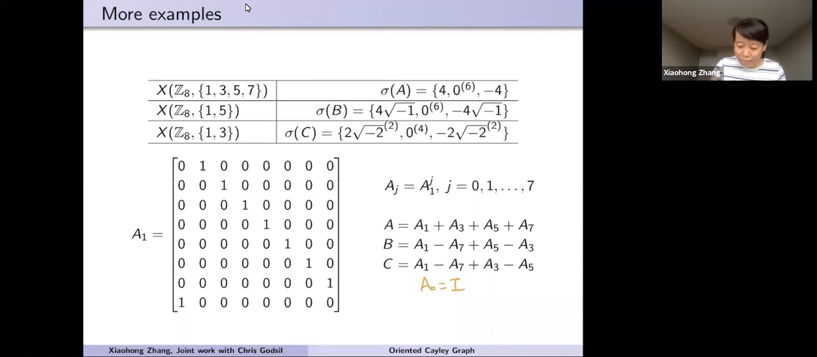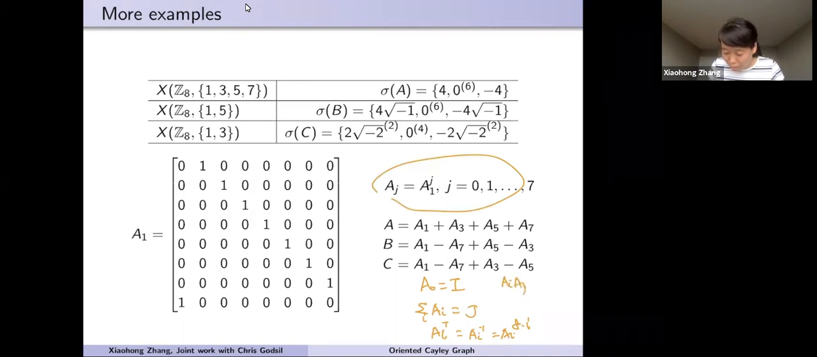For those matrices, if we check more, we consider this set, we know the identity matrix is there. And if we sum up all the A_i, we will get the all-ones matrix. Also, if we take a transpose, it will give us the inverse of A_i, which is still in this collection. Furthermore, if we check a product of two, A_i times A_j, they commute, so it's equal to A_j A_i, and in fact it equals A_{i+j}. The sum is modulo 8.